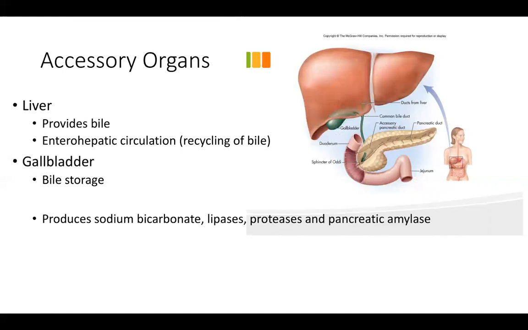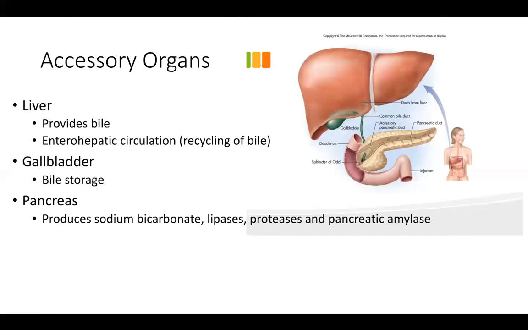The next accessory organ is the gallbladder, which we'll see in more detail. But once the liver makes the bile, it is transferred to the gallbladder, which is a storing tank for the bile. When there is fat in the small intestine, it's a signal to release the bile.